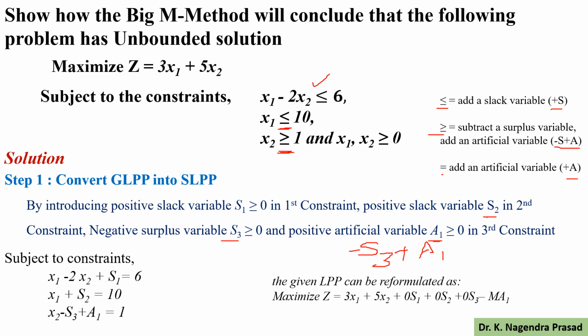Then we have to reformulate the given objective function in terms of the decision variables, slack variables, surplus variable and the artificial variable, that is maximize z equal to 3x1 plus 5x2 plus 0s1 plus 0s2 plus 0s3 minus Ma1. Here the cost coefficients for the surplus variable and the slack variables are 0, and for the artificial variable the cost coefficient is minus M. And here x1, x2, s1, s2, s3 and a1 are all greater than or equal to 0.